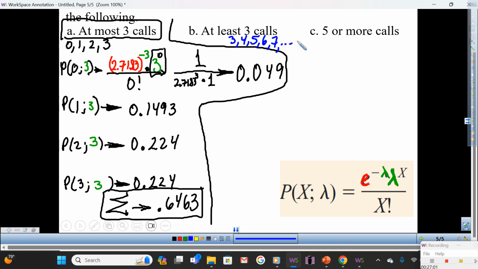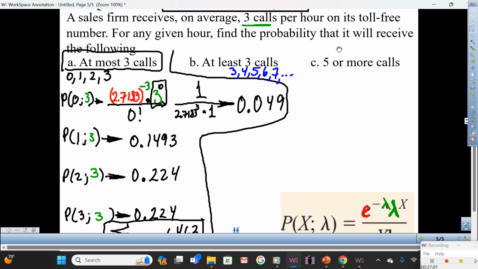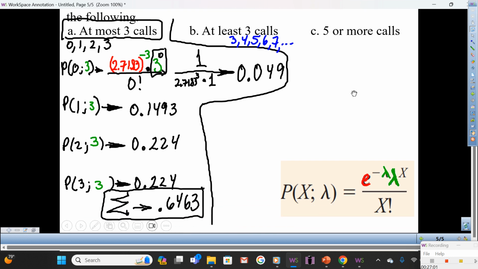Is that correct? So that means, what if there were 100 calls? Are we going to do this for all the 100 calls? You're like, oh, snap, Mr. Q, please don't. Okay, remind your neighbors, what do all the probabilities add up to? Everyone? 1.